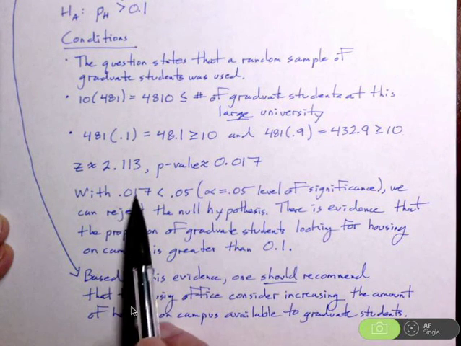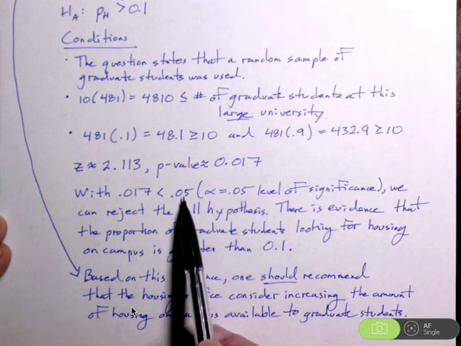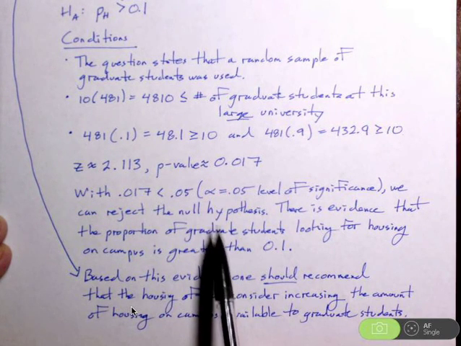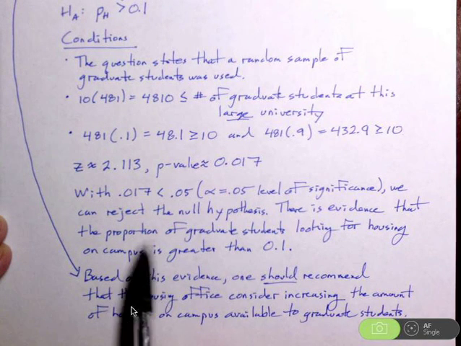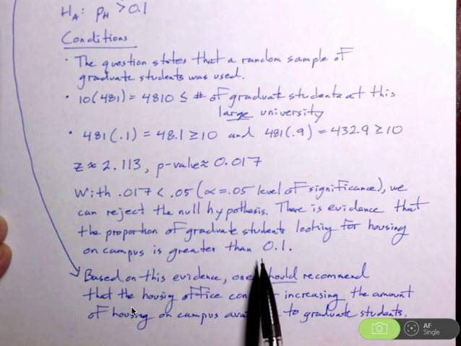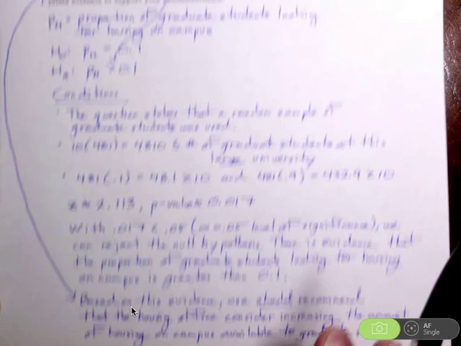With our p-value of 0.017, which is less than 0.05, that's the level of significance I chose here. That's very standard, and I would encourage you to use it if one is not specified. We can reject the null hypothesis. So we do have evidence that, in context, the proportion of graduate students looking for housing on campus really is greater than 0.1.